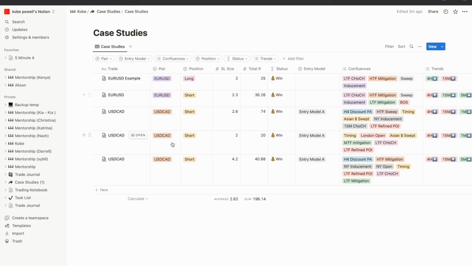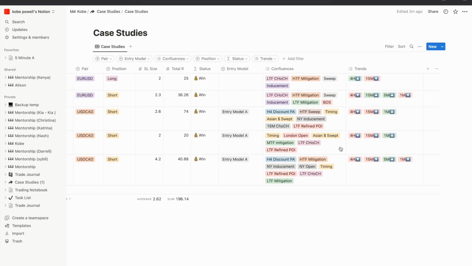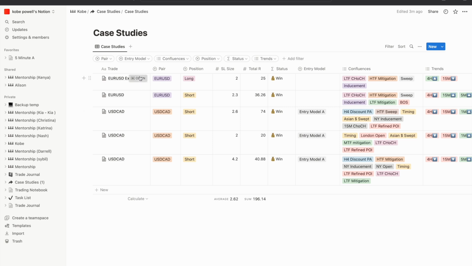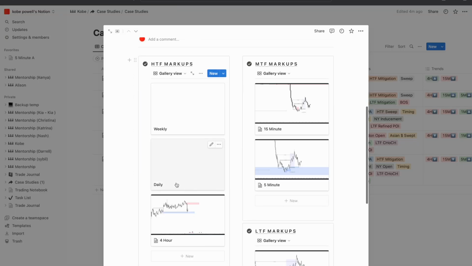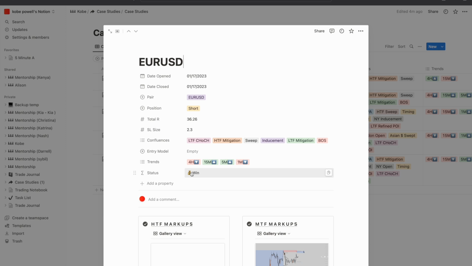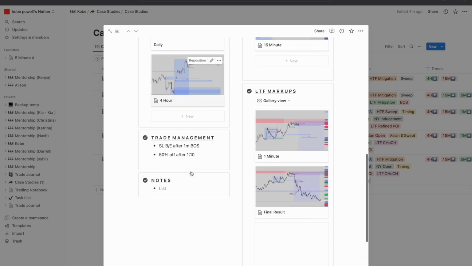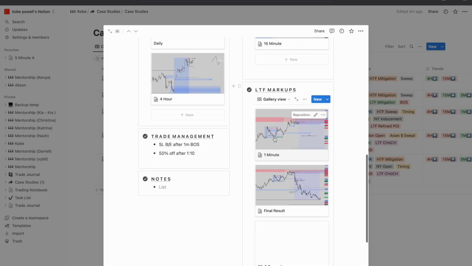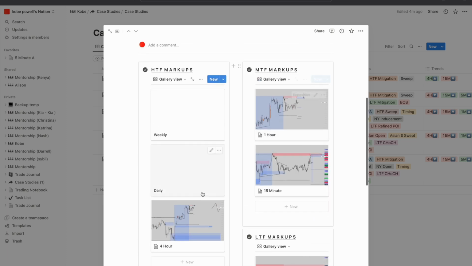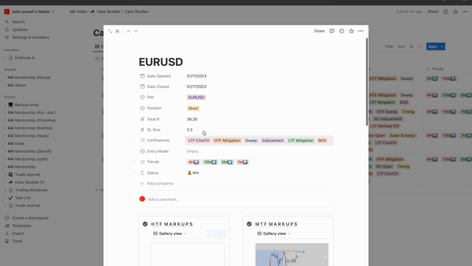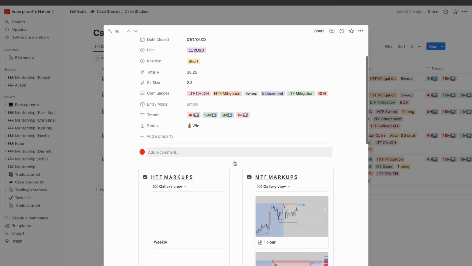So if we move on to some other examples of what my case studies look like, right? So this was a trade that I took a little bit ago. I think I closed out a little bit early, but regardless, the point is to show how this one looks, right? Same thing, tracking when we opened the trade, what type of position it is, how much it made, as well as our confluences. This one was a lot more basic because I was just doing an example, but still gets the point across, right?